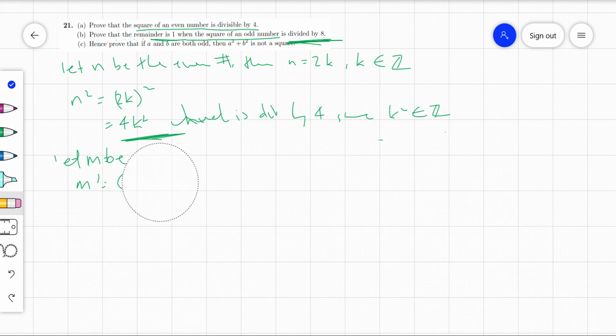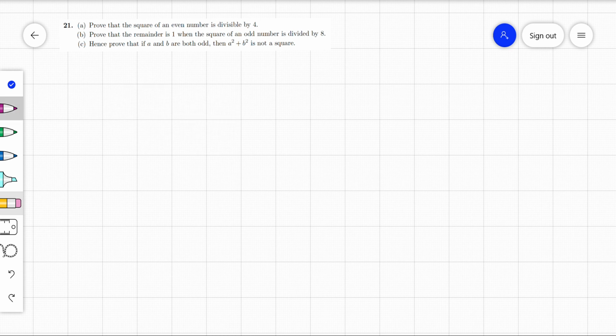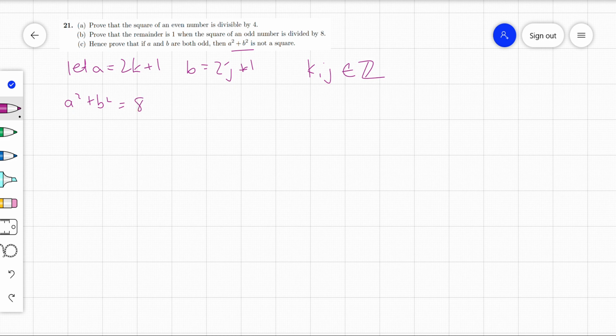So let's now have a look at a number that is made up of a squared plus b squared, where a and b are odd. So let's let a be 2k plus 1 and b be 2j plus 1, so both in the odd form for integers k and j. Then what does a squared plus b squared equal? That's what we're interested in. Alright, so we know from part B they're both odd and they're squared, so we could put them in this form, no problem.